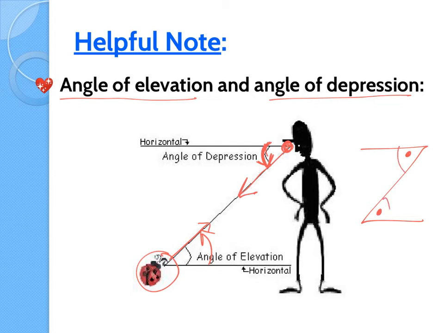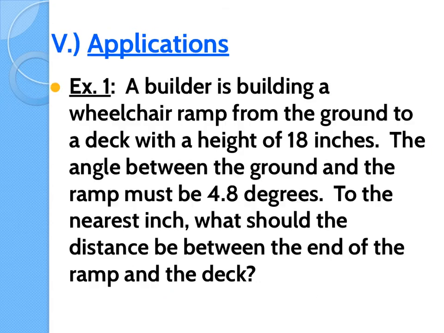Those are alternate interior angles in between parallel lines. So they are going to be congruent, but you need to make sure you draw them correctly into your picture. If I had a person standing here looking out and then looking down, this is not the angle of depression in there. This is the angle of depression that we're looking at.